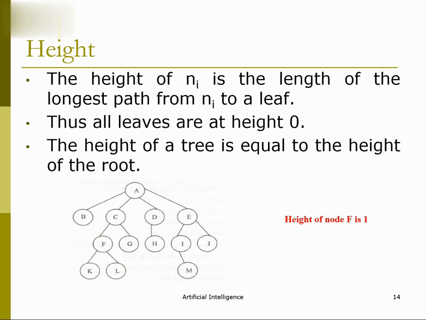The height of a node is the length of the longest path from that node to a leaf. For example, the height of node F is 1. And then all the leaves will be at height 0. The height of a particular node is the length of the longest path. So the height of node F would be 1.